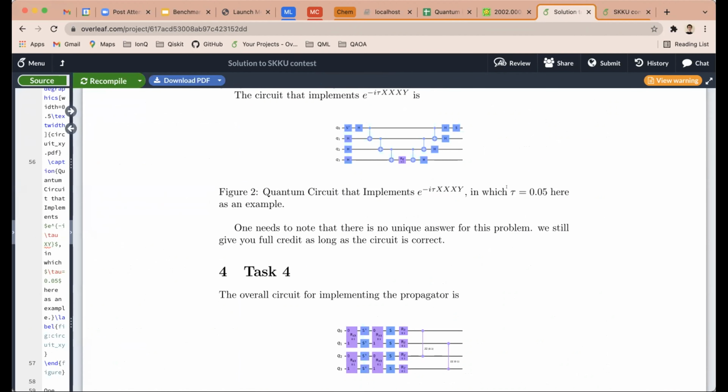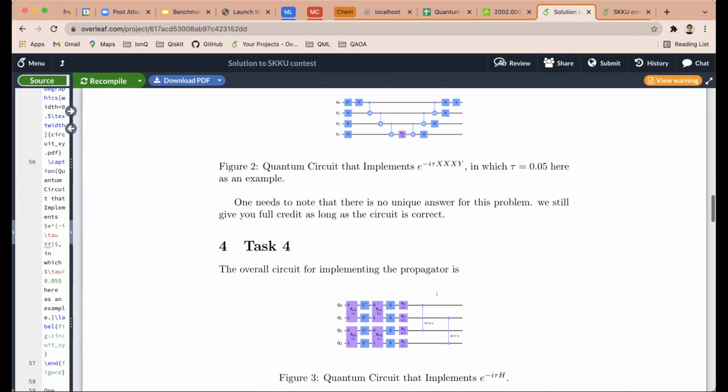And since we already have the Hubbard model in terms of Pauli matrices, we can just implement them term by term.